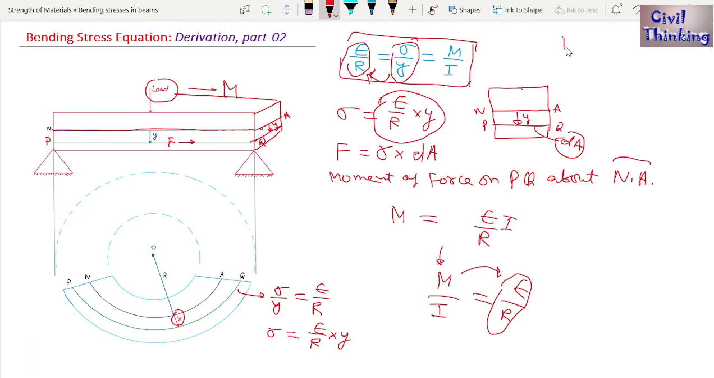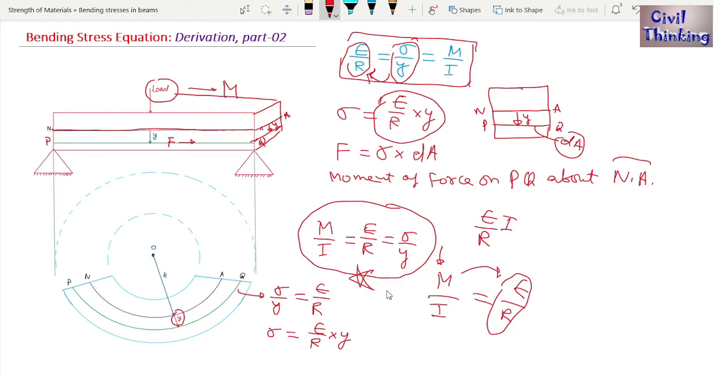Basically I remember it like this: M divided by I is equal to E divided by R is equal to sigma divided by y. Now this is the complete bending stress equation. This is really important and you must remember it, and you will be able to solve a lot of problems on this bending stress equation.